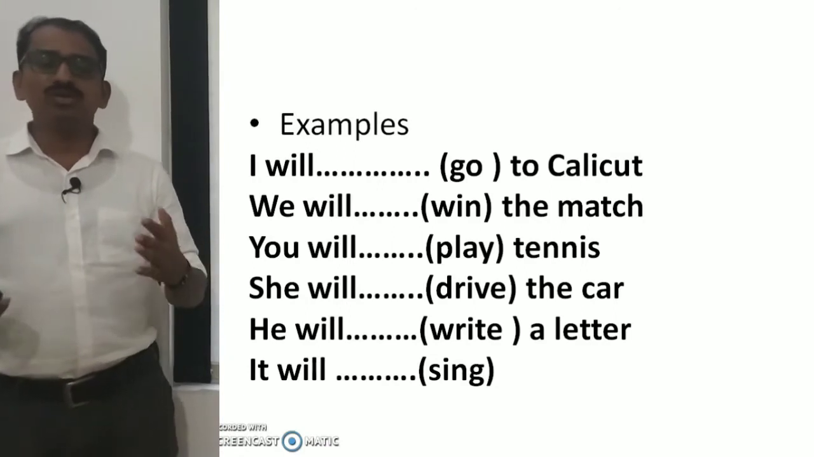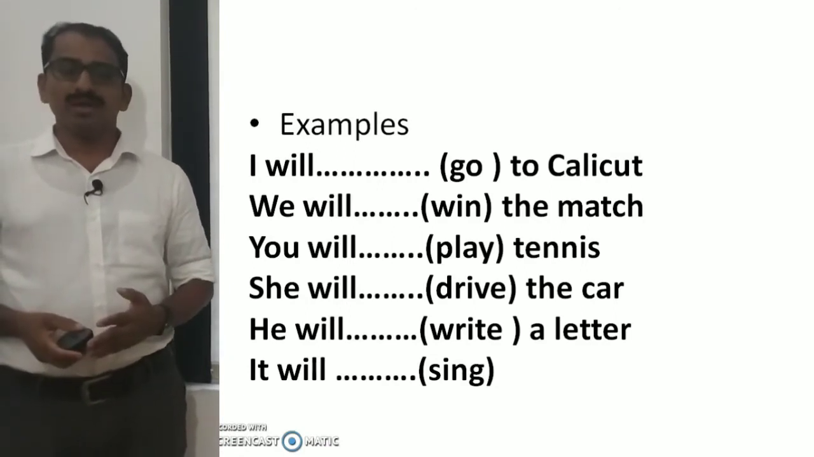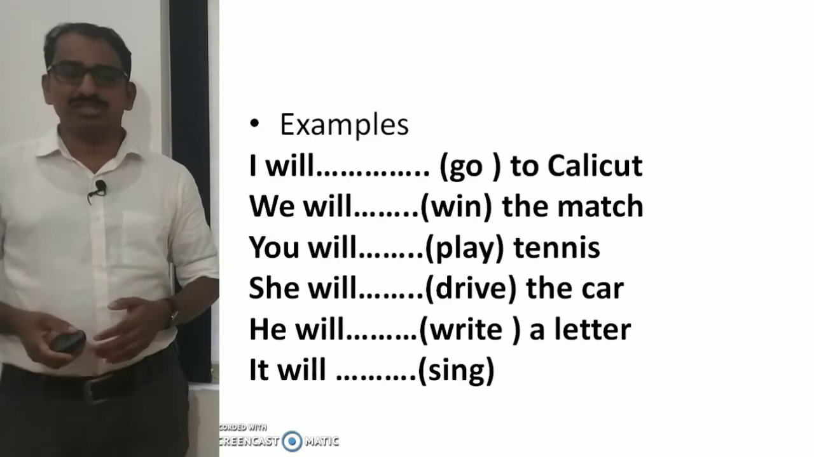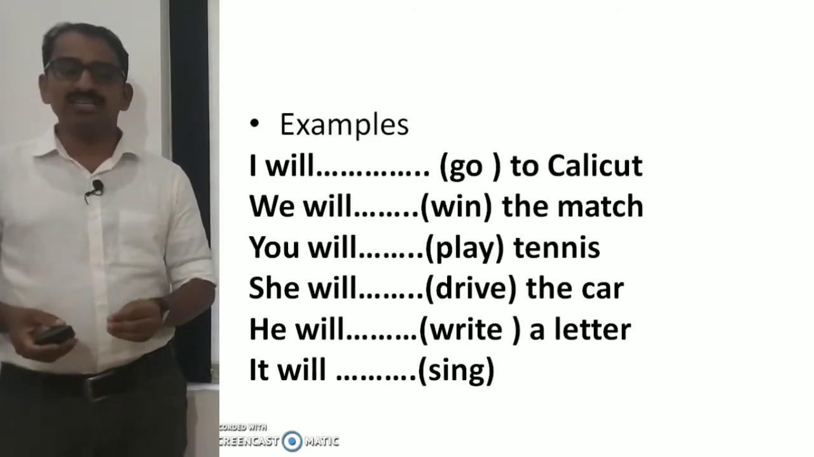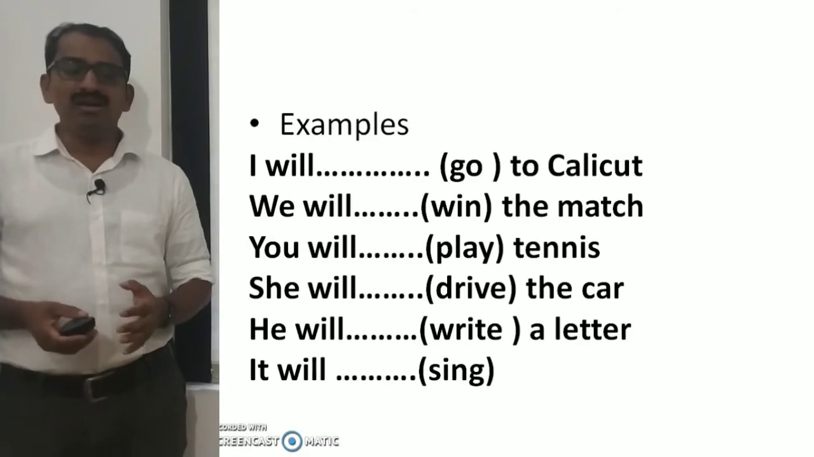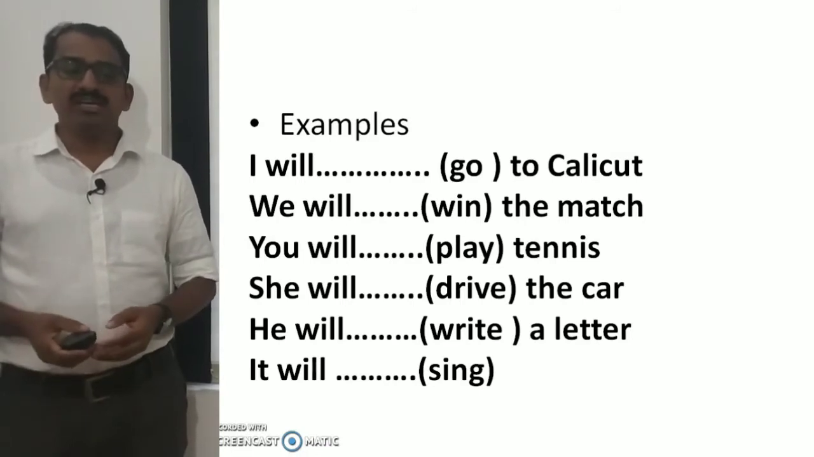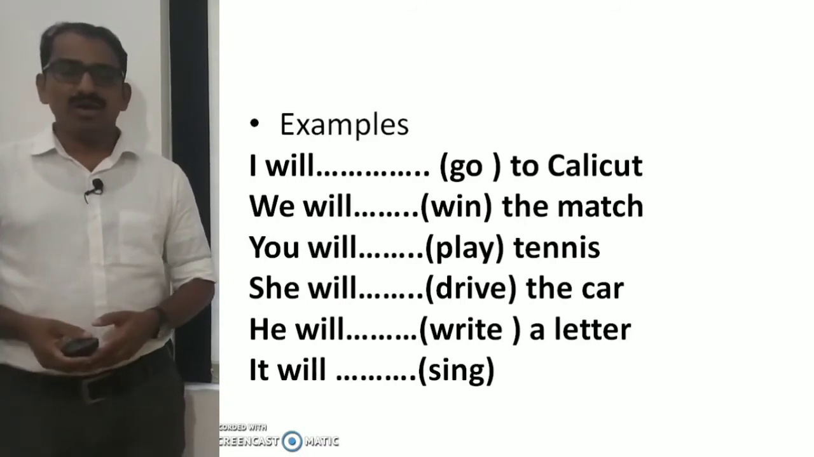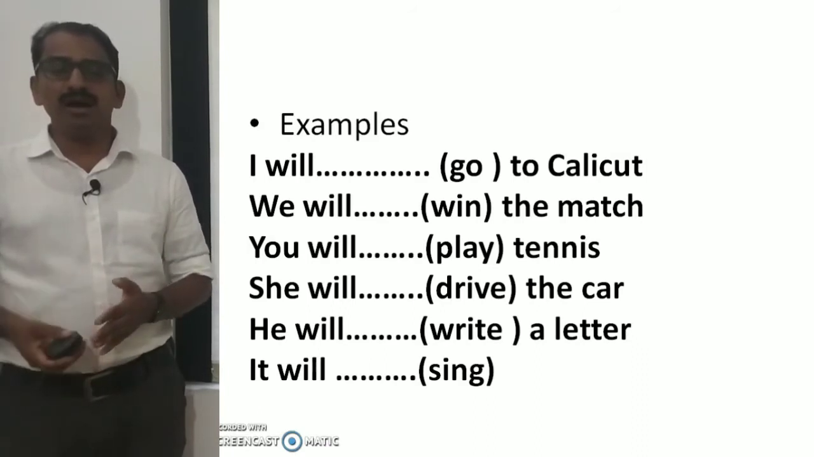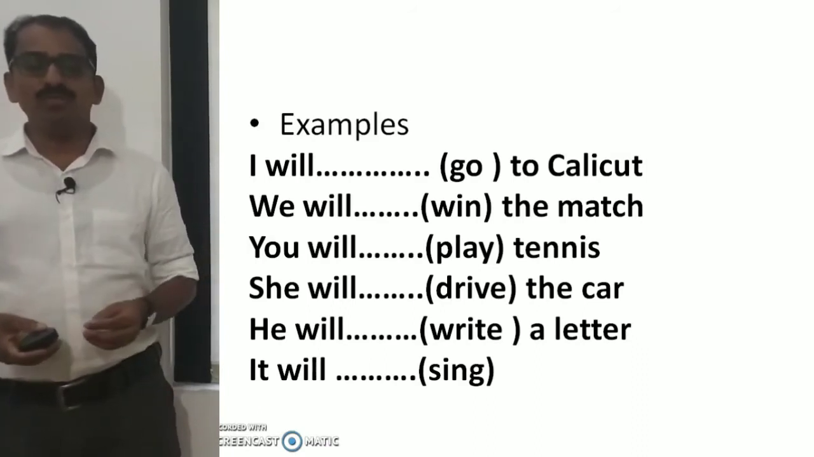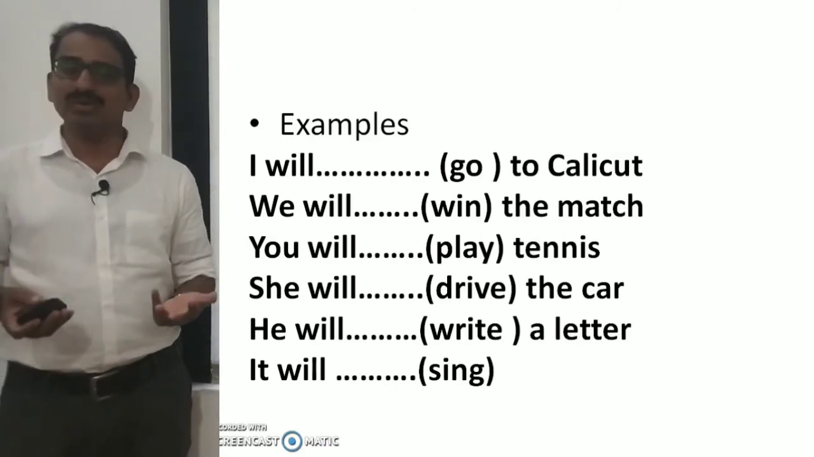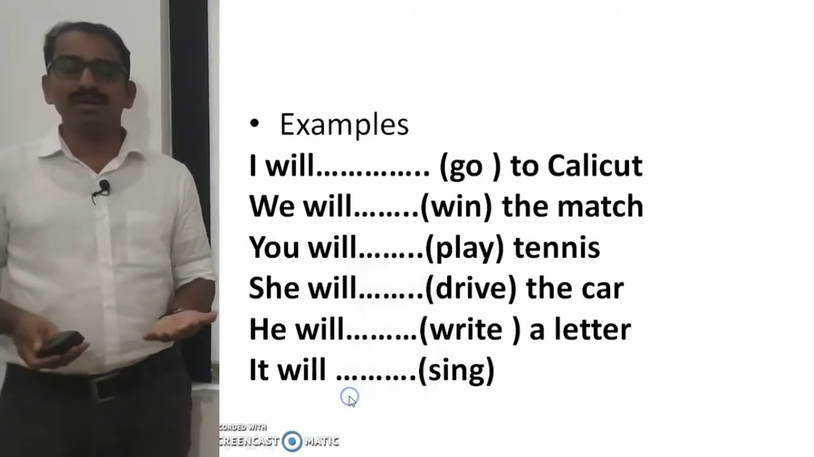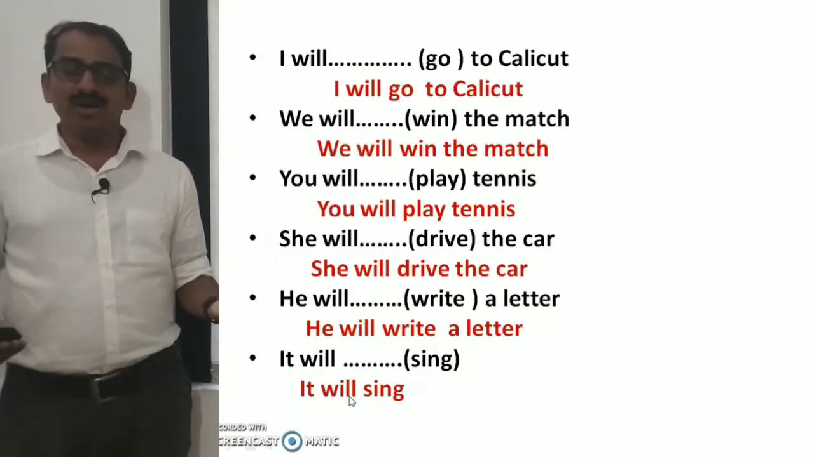I will dash go to Calicut. I will dash win the match. You will play tennis. She will dash drive the car. He will dash write a letter. It will dash sing. We have given only the V1 form in brackets. How will this V1 form be used along with will? Surely, you know no change is possible, no change is needed there.